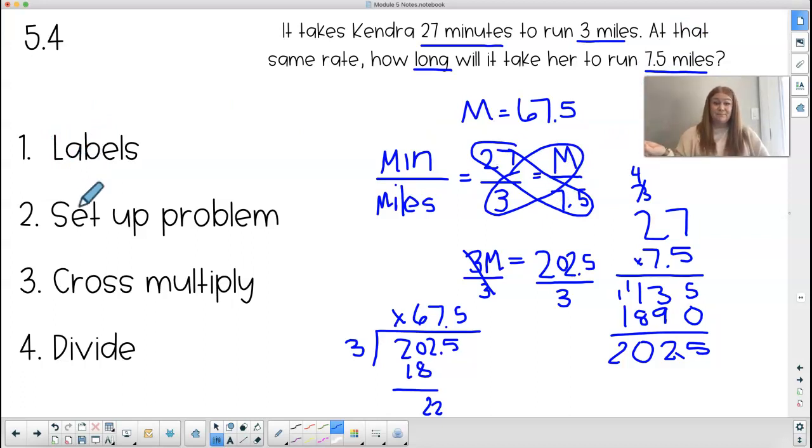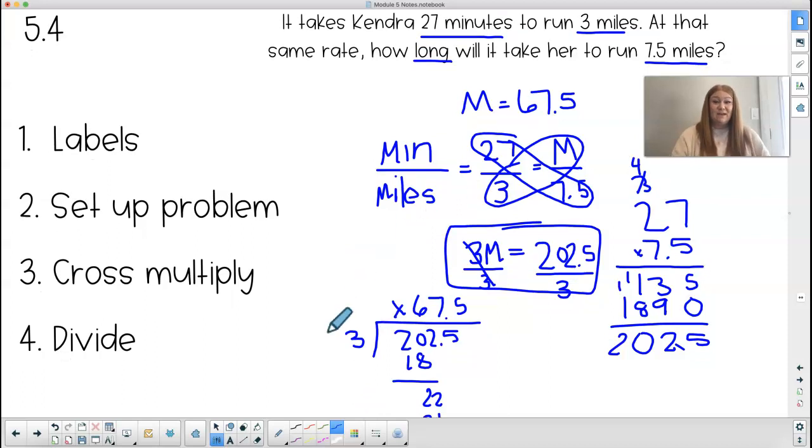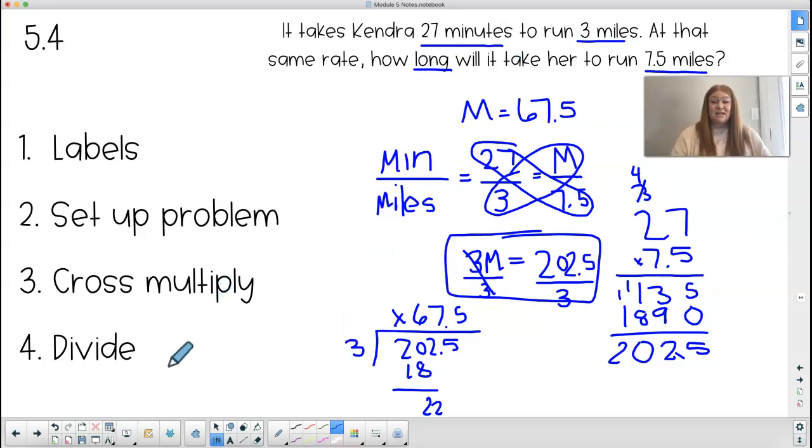So labels, set up your problem. That part's easy. Then we cross multiply. Here's our new problem. And then we divide, because we've got to do the opposite to get rid of that, because we want the label all by itself. So we divide on both sides and that leaves us with our answer. And that is going to work every single time. Okay, so go ahead and make sure you have completed all of that work for Kendra's problem.